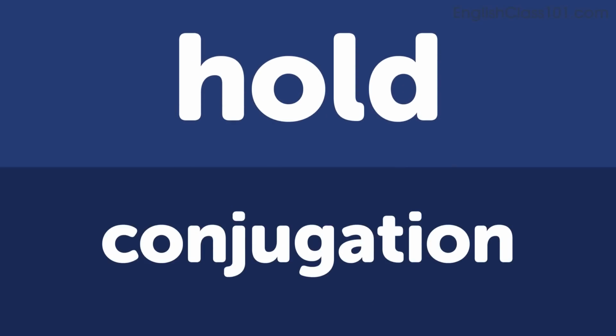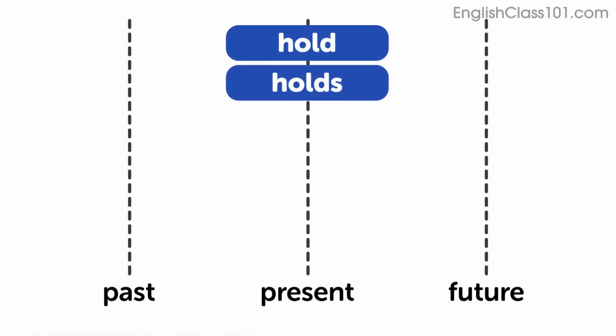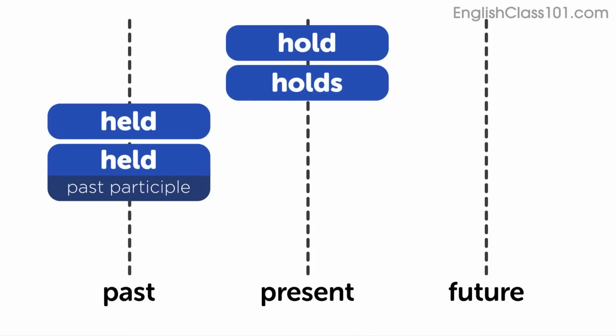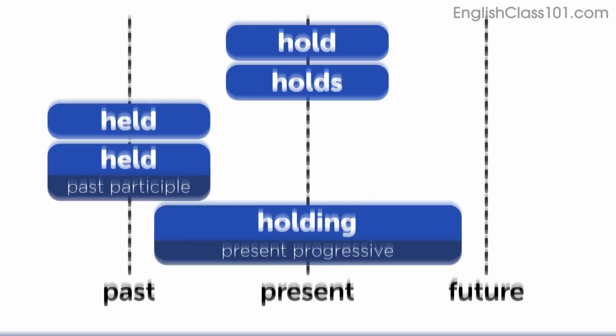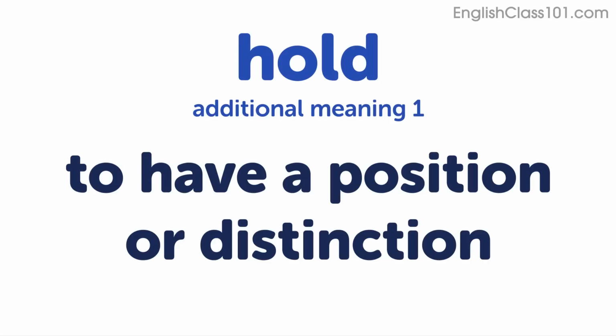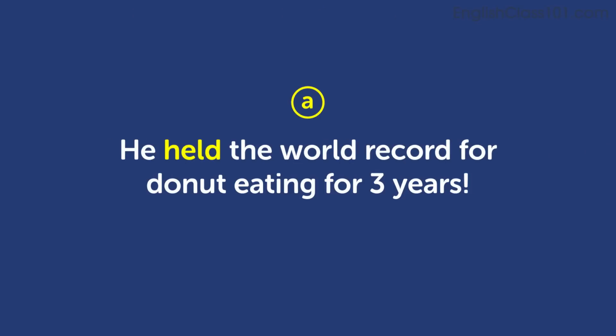So let's look at the conjugations for this verb. Present, hold, holds. Past, held. Past participle, held. Progressive, holding. So now let's talk about some additional meanings for this verb. The first additional meaning for this word is to have a position or some special distinction. So let's look at some examples of this. He held the world record for donut eating for 3 years.